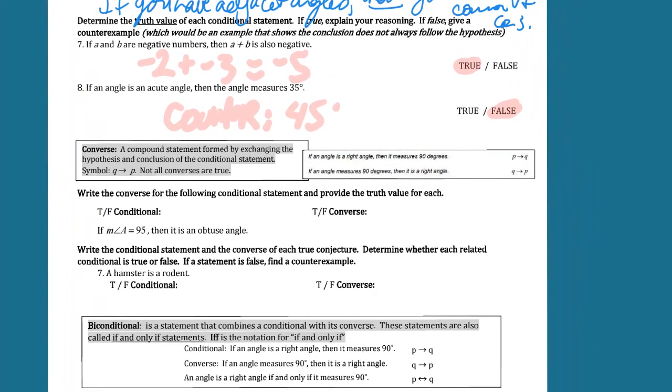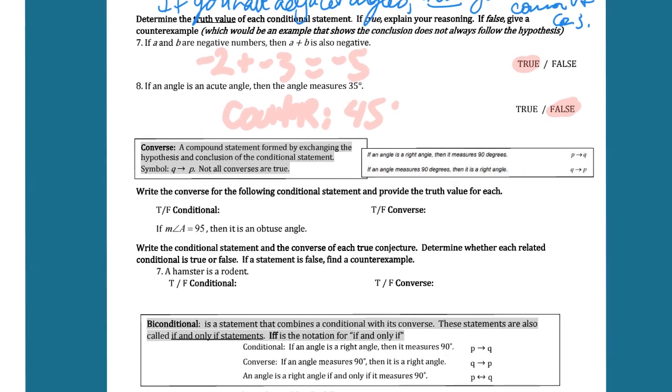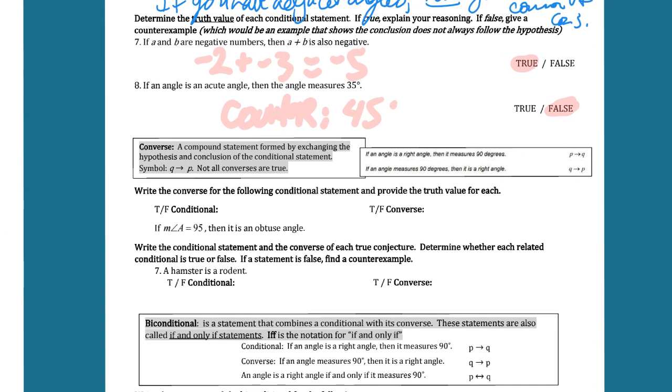Converse, okay. Converse, like I said, switches things up, just like the shoes switched up the world. And so a compound statement is formed by exchanging the hypothesis and the conclusion. So if the original conditional was, if you have a right angle, then it measures 90 degrees, well, then the converse of that would be, if it measures 90 degrees, then it's going to be a right angle. So for the converse, it switches the hypothesis and the conclusion of the original.